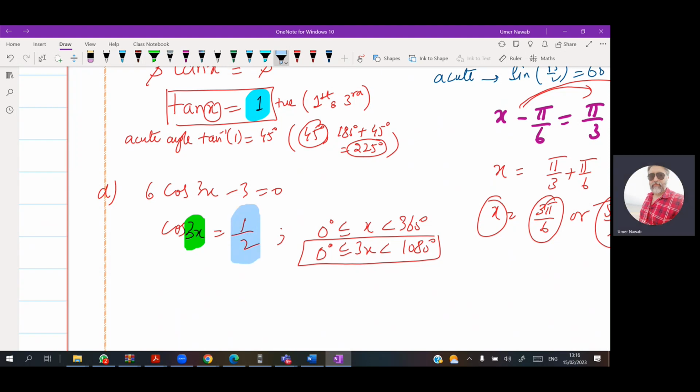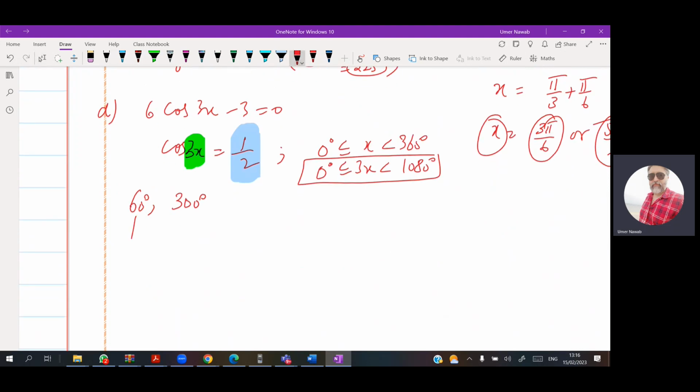Now you need to find all the answers from 0 to 1080, and the process is the same. Your acute angle will be what? Because I'm expecting my answer in the first and the fourth quadrant. So the first quadrant will give me 60 degrees, and the fourth quadrant will be 300 degrees. No need to go back. So keep adding 360s to get more and more answers.